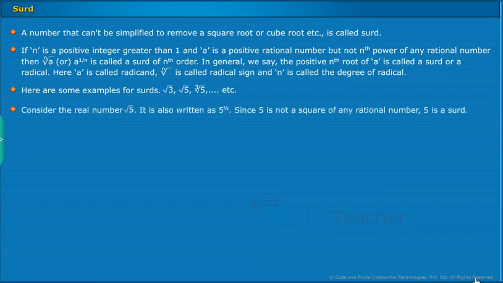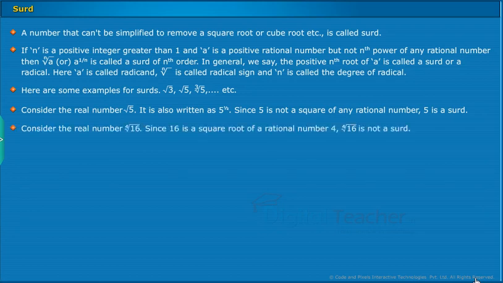Consider the real number √5. It is also written as 5^(1/2). Since 5 is not the square of any rational number, √5 is a surd. Consider the real number fourth root of 16. Since 16 is the fourth power of a rational number 2, fourth root of 16 is not a surd.